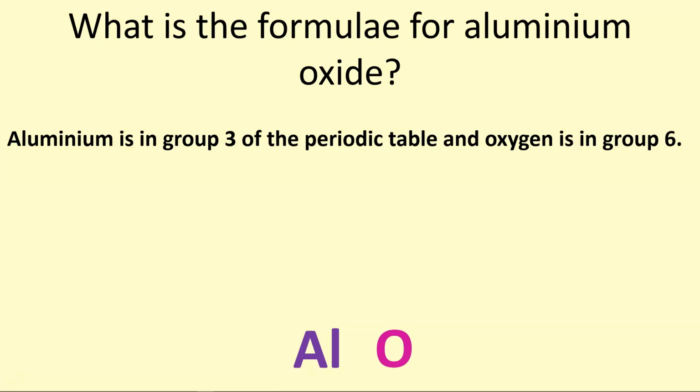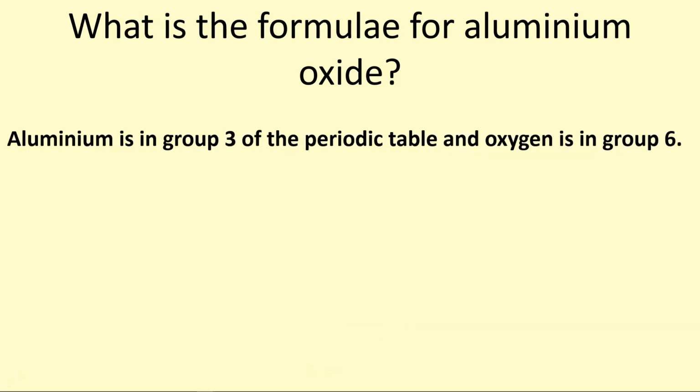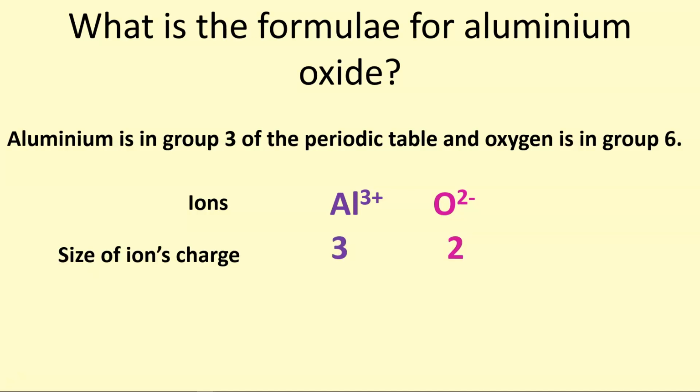Next one we've got is aluminium oxide. Aluminium is in group 3 of the periodic table, and oxygen is in group 6 of the periodic table. We could write the charges of the ions down. Aluminium is in group 3, so it will form an aluminium 3+ ion. Oxygen is in group 6, so it will gain 2 electrons to form an O2- ion. We again work out the size of the ion's charge, so 3 and 2.